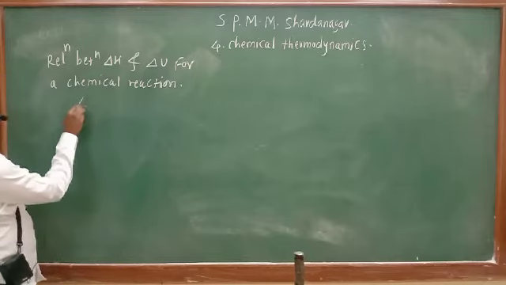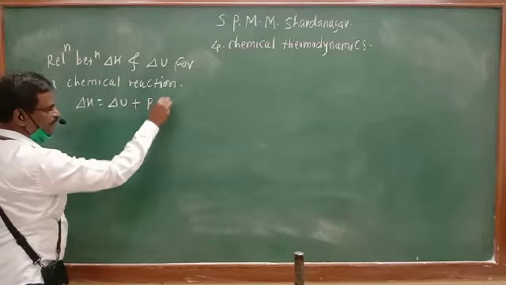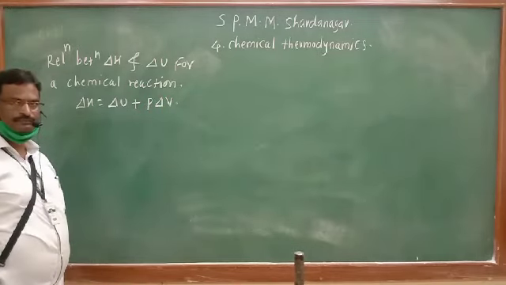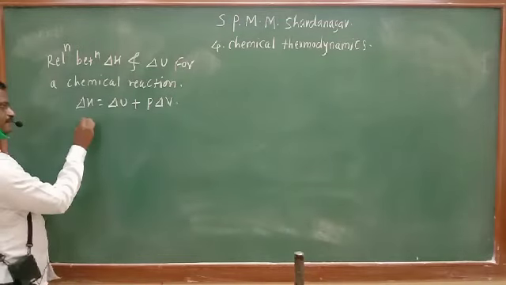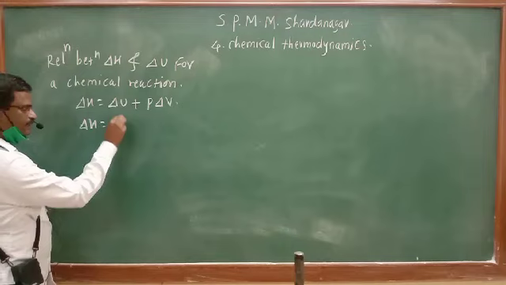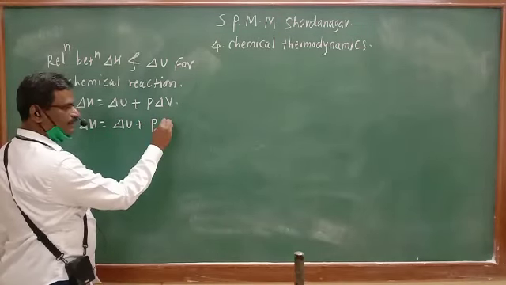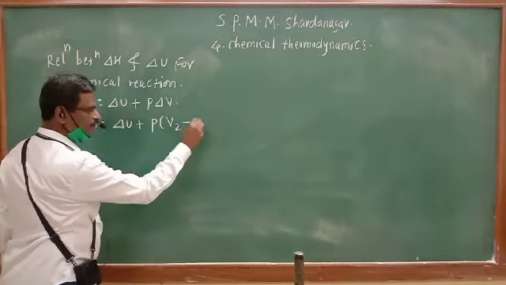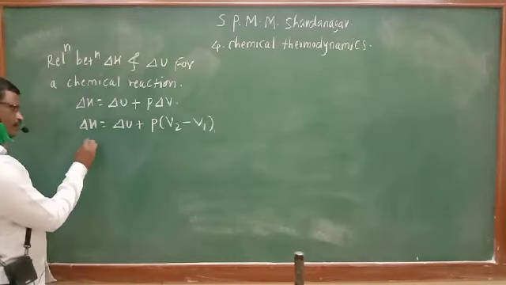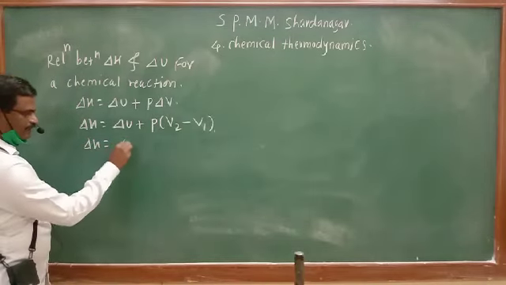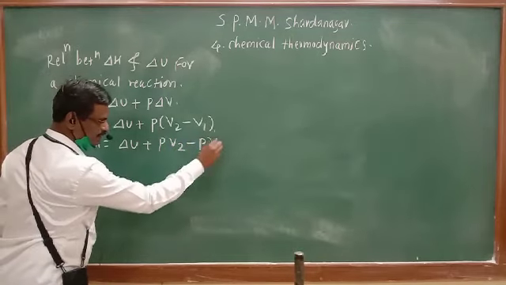Just now we have studied delta H is equal to delta U plus P delta V. Go slightly back to the back steps. Before this, we have studied delta H is equal to delta U plus P delta V, where delta V is nothing but V2 minus V1. Go one more step back. Delta H is equal to delta U plus PV2 minus PV1.